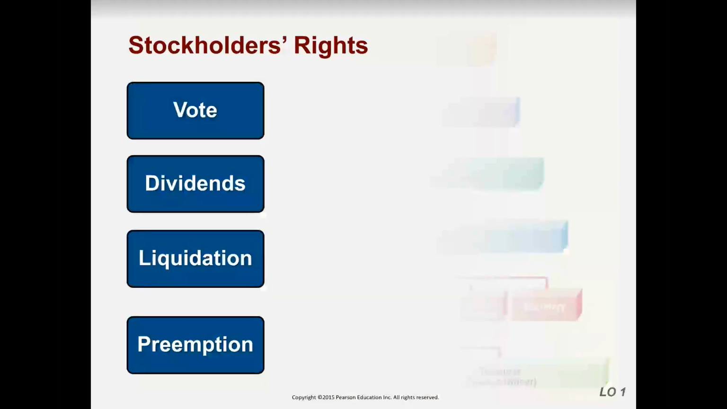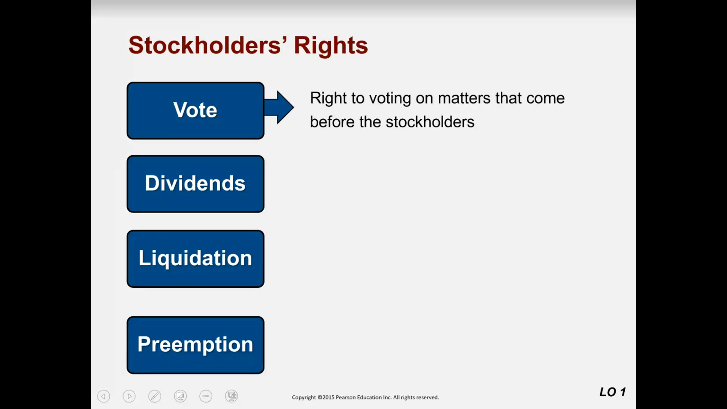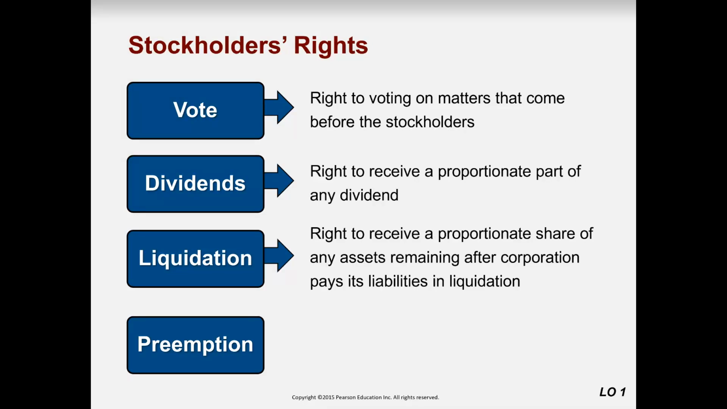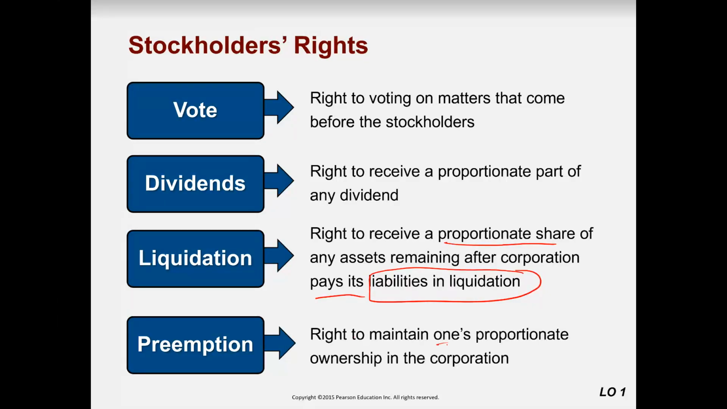It's like that, right? So shareholders' rights: of course, they have a right to vote according to which kind of board of directors, who should be the board of directors. They have a right to receive dividend. Liquidation means they must have a right to receive some kind of proportionate share of assets remaining if the company is liquidated, but after paying all its liabilities. And then preemptive right, which means the right to maintain one's proportionate ownership in the corporation, if new shares are issued to the existing shareholders, right?